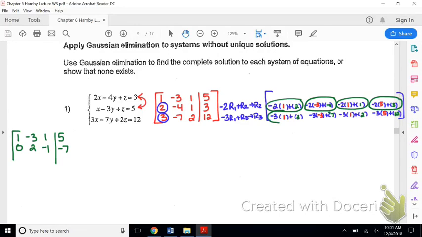Then the last row, -3 times 1 plus 3. -3 times -3 plus the -7. -3 times 1 plus 2. And -3 times 5 plus 12.